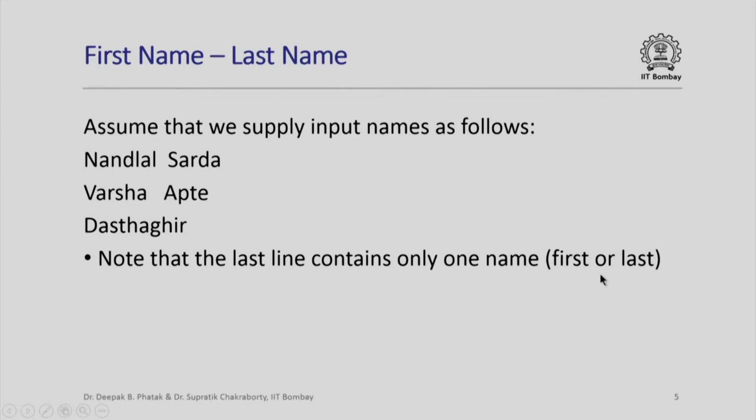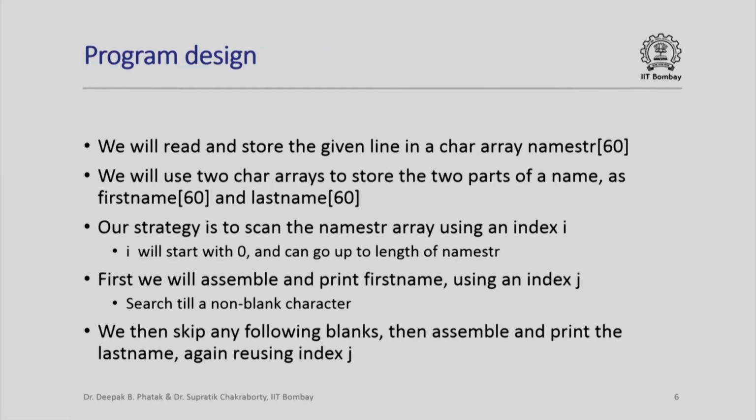We do not know whether it is first or last, but whatever it is, the line has only one name given. We obviously expect to write a program which will handle all these possible variations in the user input. We design our program by saying that first we will read and store the given line in some character array. Let us call this name string. We will choose the size 60 because we do not expect the two parts of a name, first name and last name together, including intermediate blanks, to be more than 60 characters long.